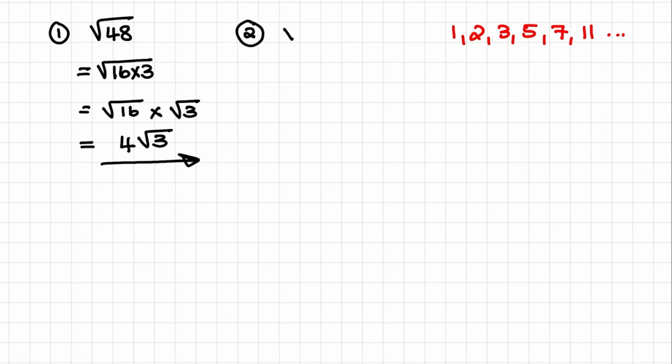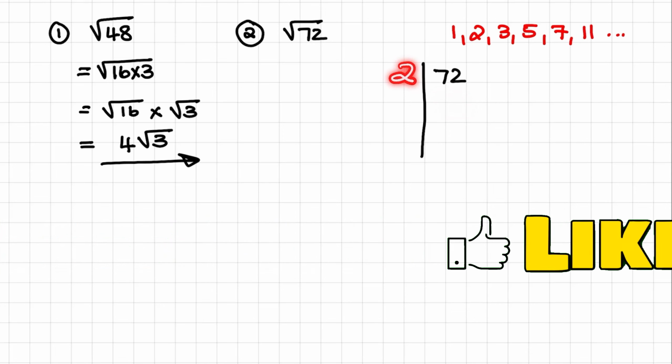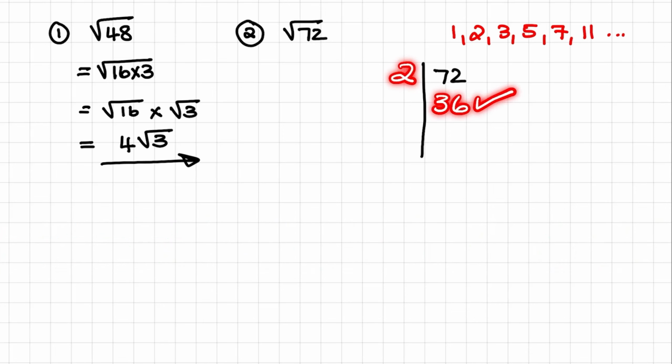In our second example, we have the square root of 72. So let us say we have 72. And we know that these three prime numbers can multiply into 72. But now you need to do a little bit of mental math. If I divide 72 by 1, it's simply equal to 72. If I divide 72 by 2, that is equal to 36, which is a perfect square. And if I divide 72 by 3, that is equal to 24, which is not a perfect square.